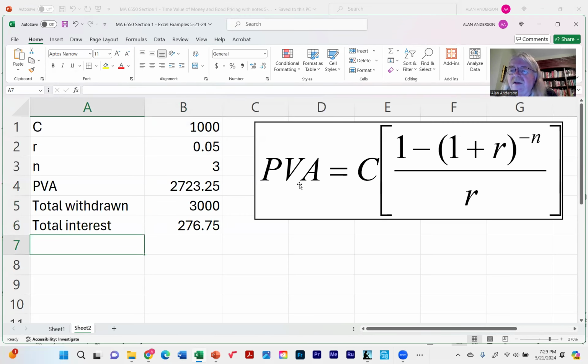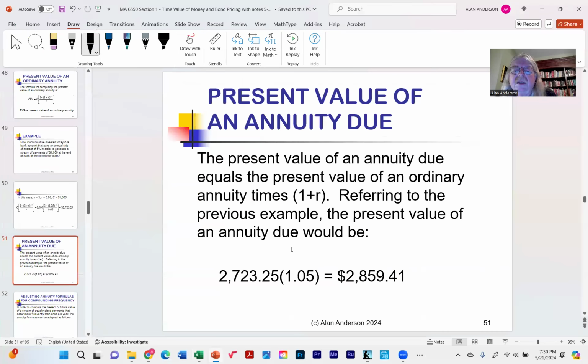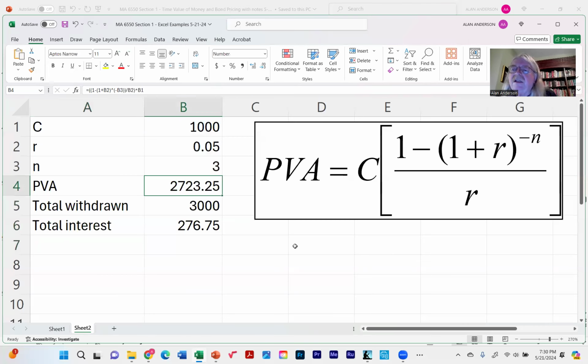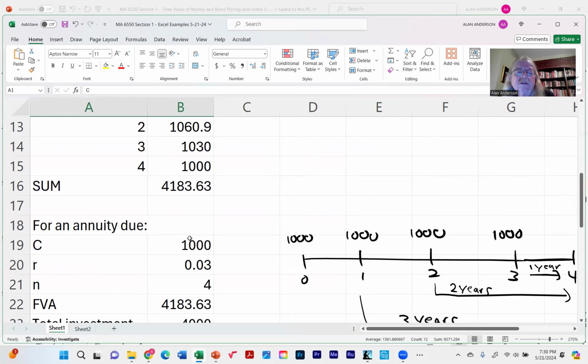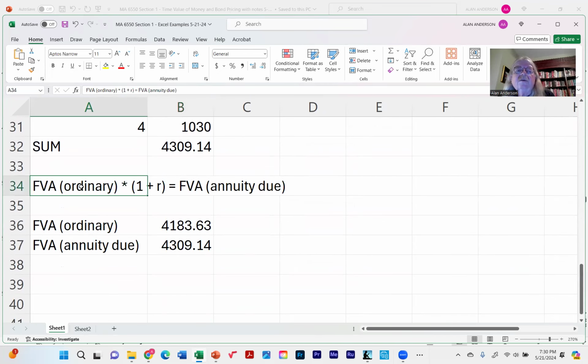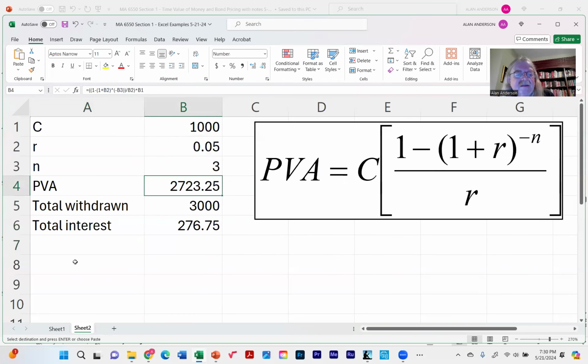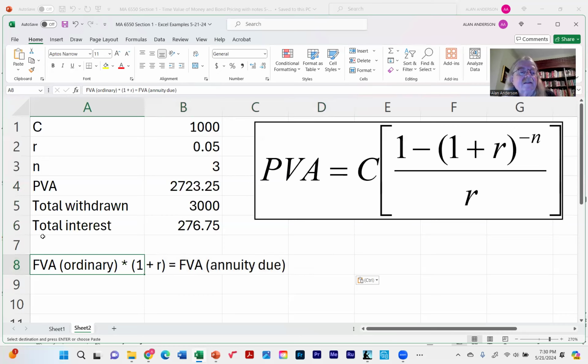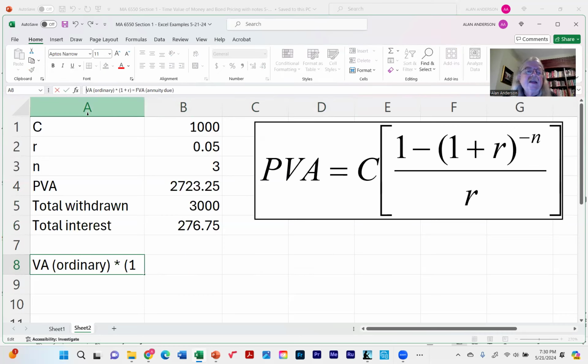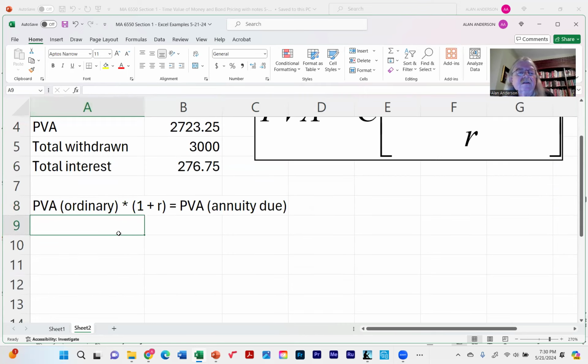So what we've done here is we've created an ordinary annuity of $1,000 a year for 3 years with an investment of 27, 23, 25. Had this been an annuity due, meaning that the cash flows start right away, then I would have had to do something a little different. Now, if you recall from just a few minutes ago, oh, now wait a minute. Wonder if this applies to present value. Let's find out. Well, the answer is yes, except it's now PVA. It's the same adjustment. You multiply by 1 plus R.